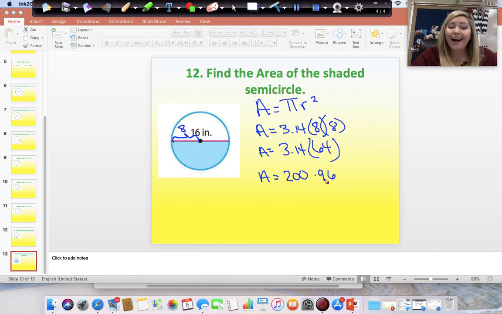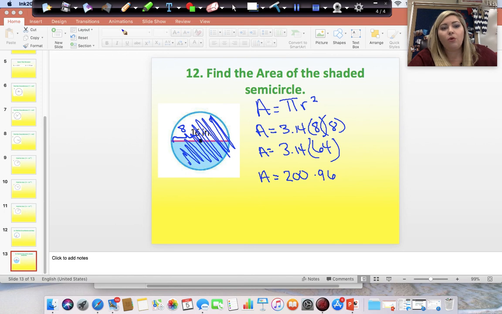Now, we are not done. Why, you ask? Because that just gave us the area for the whole circle. We only want the area for half of the circle. So to find the area for just this half of the circle, you would need to then divide your answer by 2 to get the semicircle. So, of course, divide it by 2 and we get 100.48 inches.